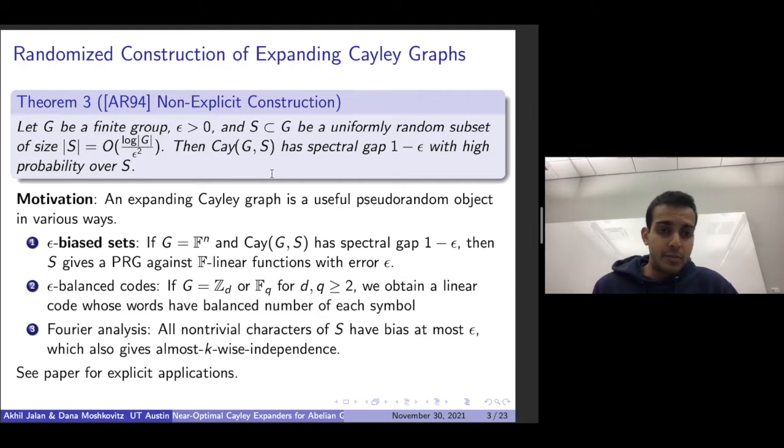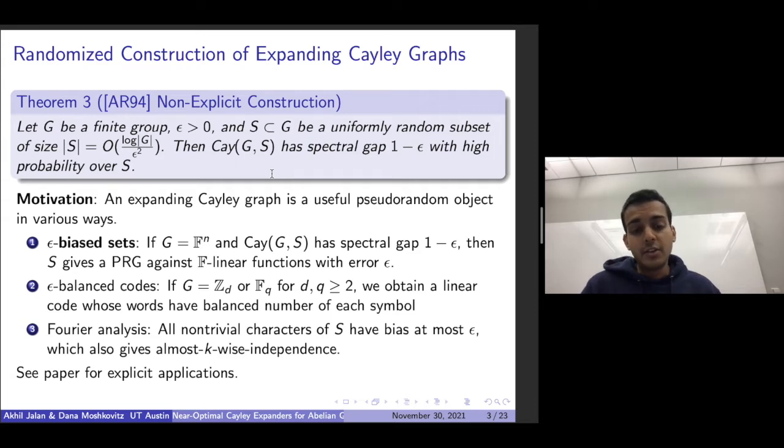But this is a non-explicit construction, and we want explicit constructions because Cayley graphs are very useful pseudorandom objects. So there are actually various equivalent formulations of this object. One is epsilon-biased sets, which are just pseudorandom generators against linear functions. In fact, for any finite field, there are constructions of epsilon-biased sets which are equivalent to expanding Cayley graphs, and these give not only the best pseudorandom generators against linear functions, but also against low-degree polynomials.